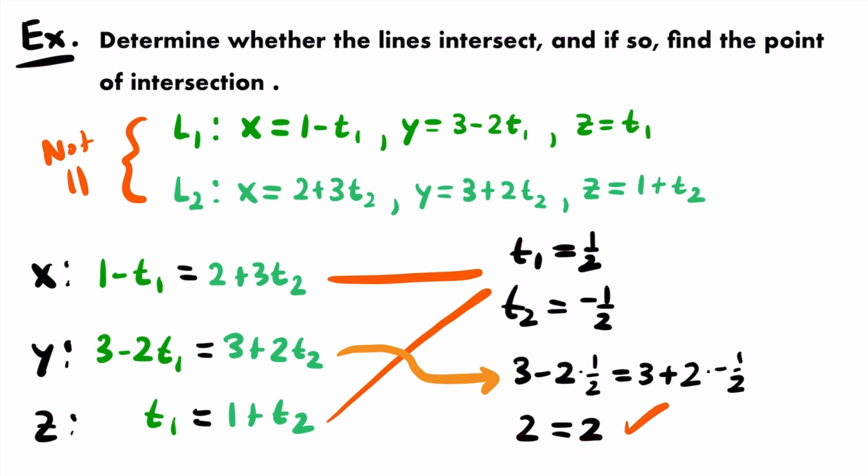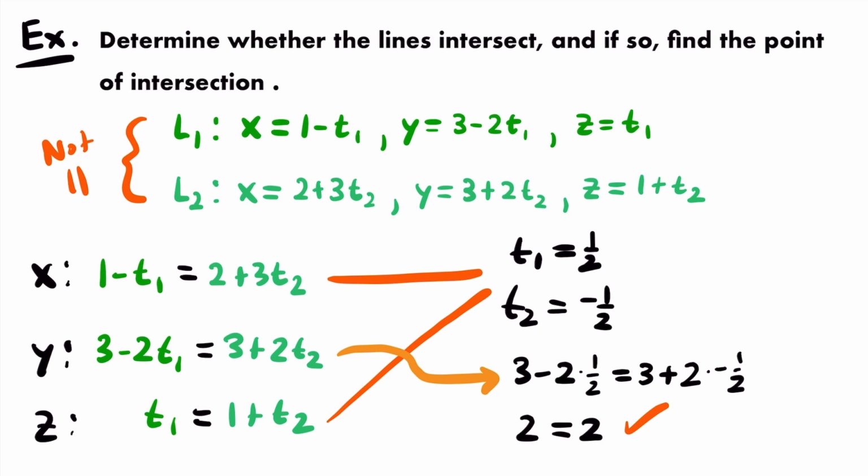It's the same value. And so because that is a true statement, we can conclude that these two lines do intersect, okay? If instead we got something like 2 equals 1 or 2 equals negative 7, then the statement would be false, and we would be able to conclude that the lines do not intersect and therefore are skew, okay?